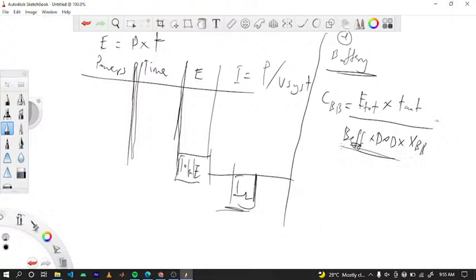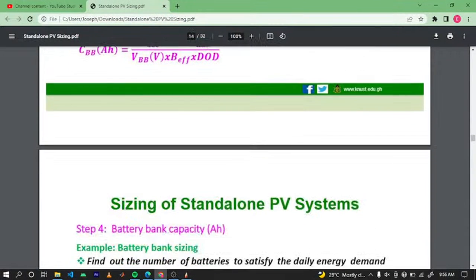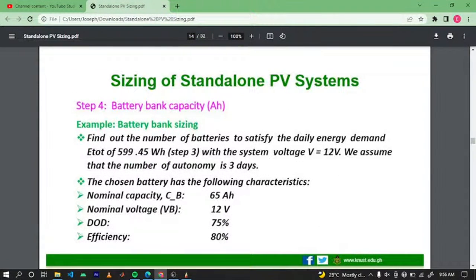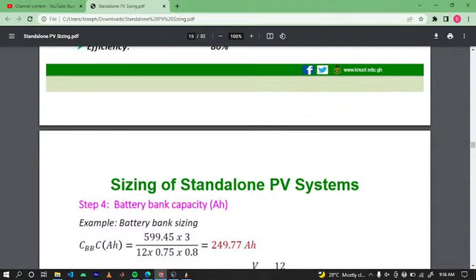These parameters will be given on the data sheets of the battery. You choose your days of autonomy and then you can find the battery bank capacity. So there's an example here. In this example, when you find your battery bank capacity, you get 249. This is the battery bank capacity. This is the battery we are supposed to provide.